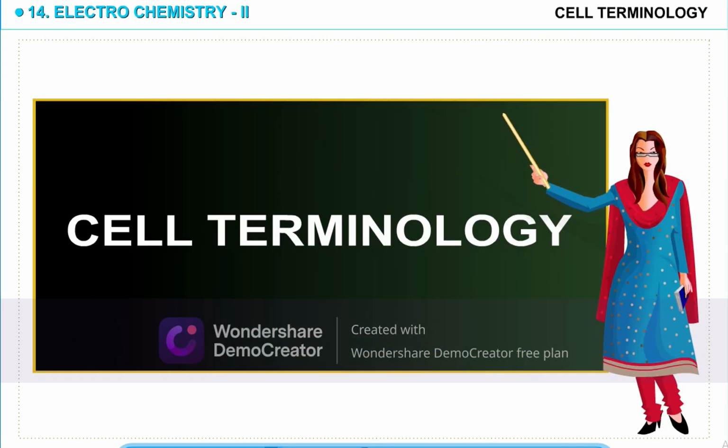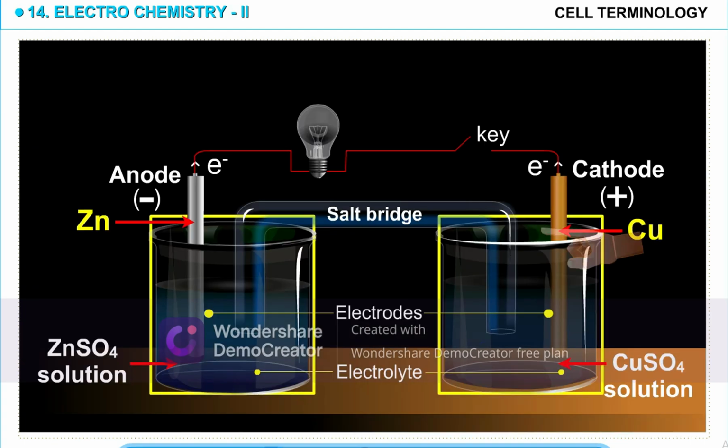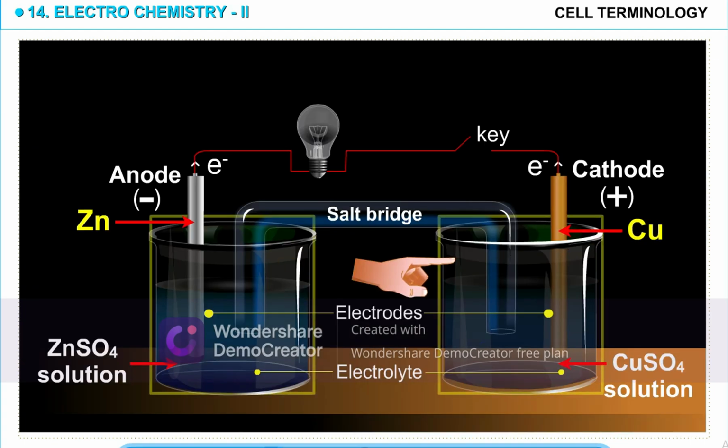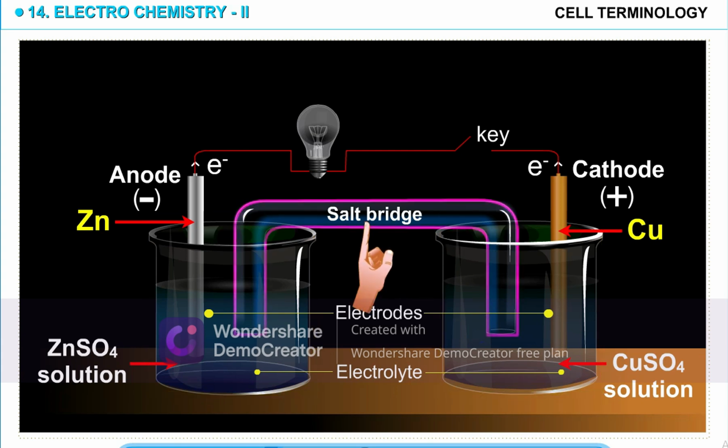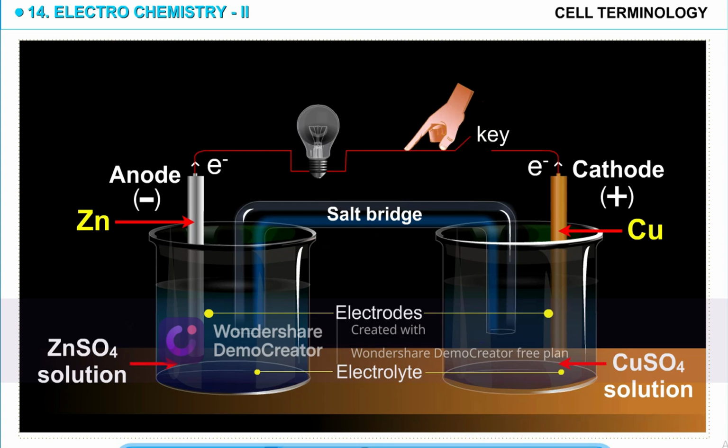Cell terminology. Two electrolytes are used. Two electrodes are immersed separately in two electrolytes. A salt bridge connects the circuit. Before taking up the study of the electrochemical cells, we should be familiar with a few common terms. Current is the flow of electrons through a wire or any conductor.